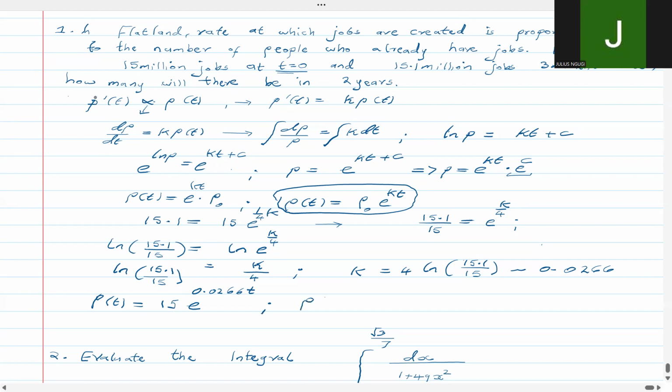So that means P of 2, for two years, equals 15 million times e to the power of 0.0266 multiplied by 2. And the population here will be approximately, after you solve it, 15.8196 million.